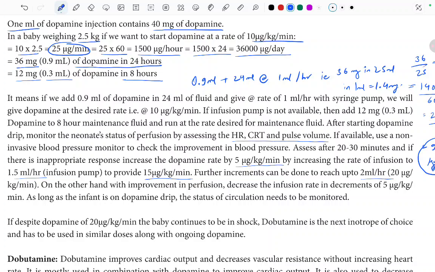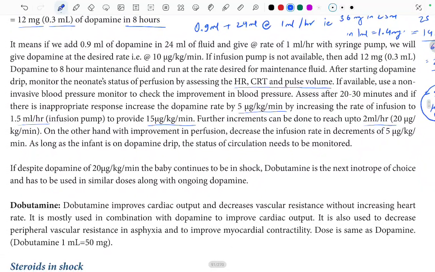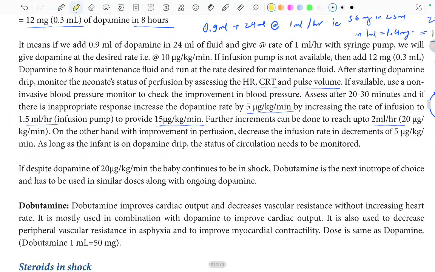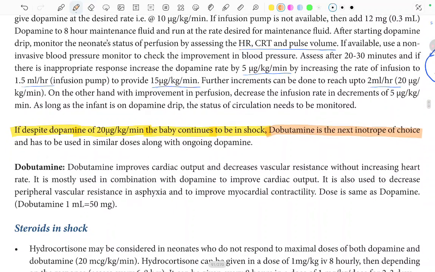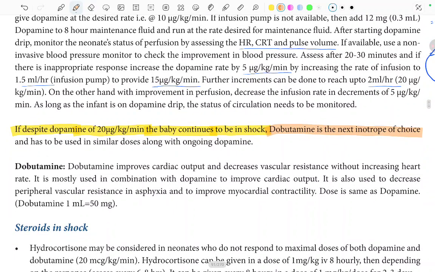If despite dopamine of 20 microgram per kg per minute the baby continues to be in shock, dobutamine is the next inotrope of choice, as it can be used in similar doses along with the ongoing dopamine. This is very important. First line was dopamine, and if 20 microgram per kg per minute has been given and the baby is still in shock, then we have to use dobutamine. Dobutamine improves the cardiac output and decreases the vascular resistance without increasing the heart rate.